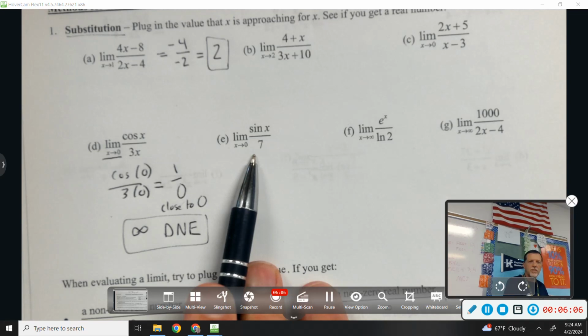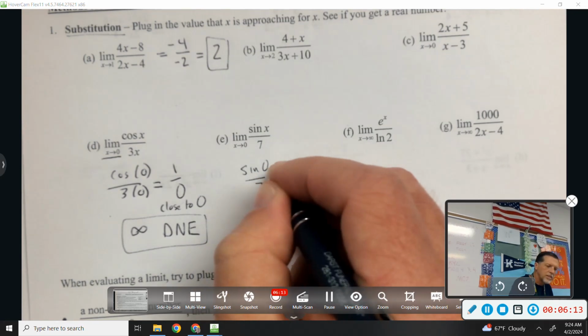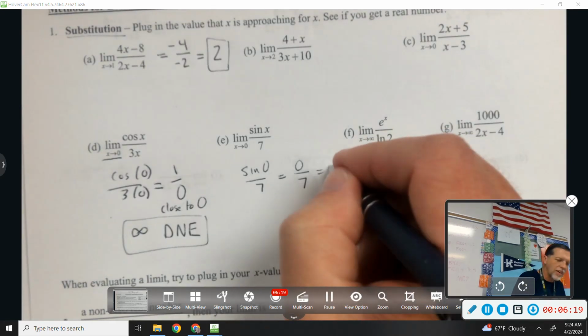Sine of x over 7. So if I plug in 0, I get sine of 0 over 7. Sine of 0 is 0. What's 0 divided by 7? That one's just 0, so that one's fine. That one's okay.